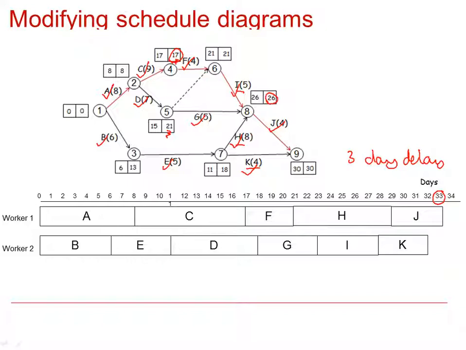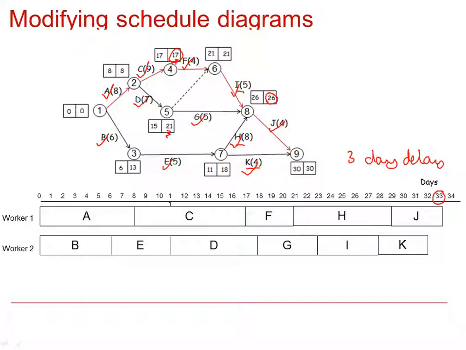So when drawing a scheduling diagram with a limited number of workers, we do not assign the critical path to any one worker. We assign activities one by one as we go through the network. Don't forget, we must always check that the dependency conditions are satisfied. So as we can see, both these workers are busy right up to day 32 for worker 2 and the end of day 33 for worker 1. If any of these activities are delayed, then the project will be delayed even further.